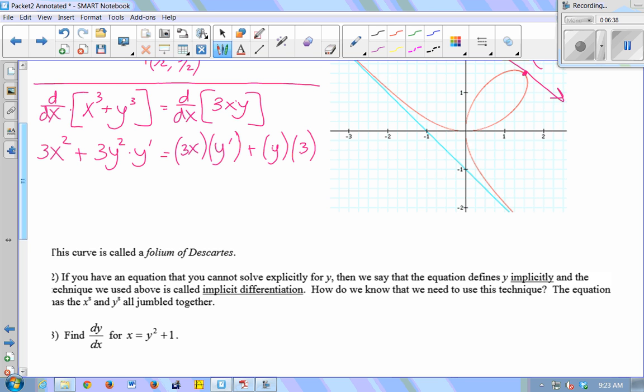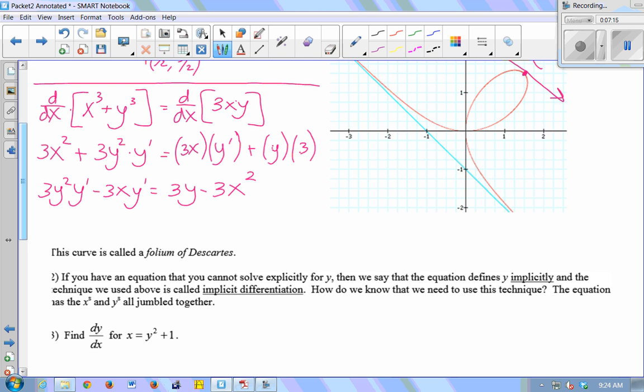So I've taken d dx of both sides, and now I just need to solve this thing for y prime. I want to solve for the derivative of y, because if I have y prime, then I can plug in the point 3/2 and get the slope. So I want to collect any term that has a y prime on the left and any term that doesn't, put it on the right. So I've got 3y squared times y prime minus 3xy prime equals 3y minus 3x squared.